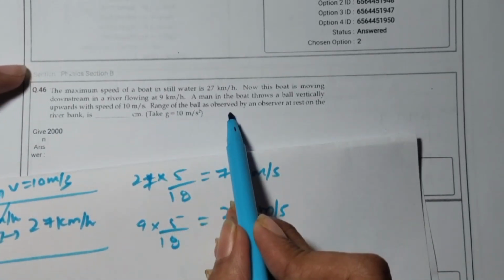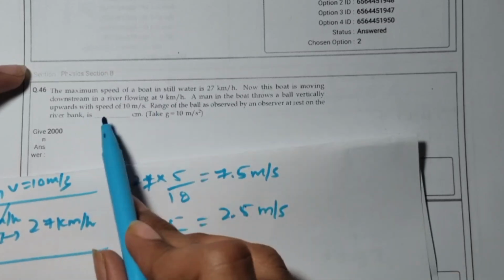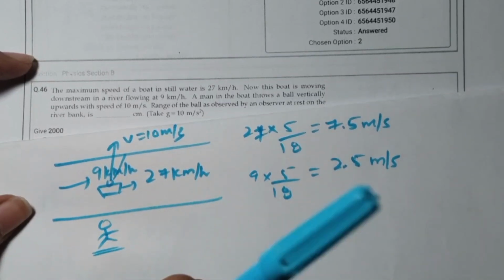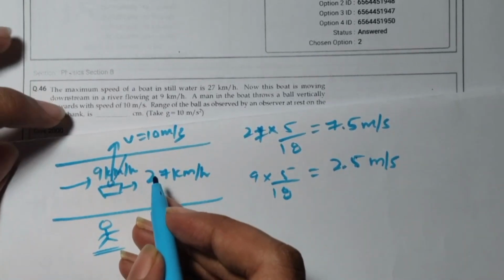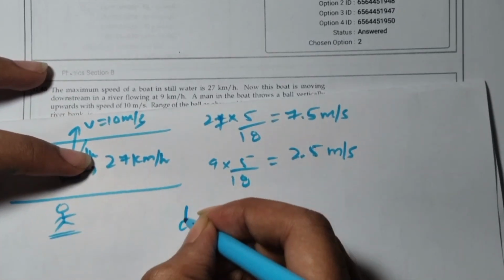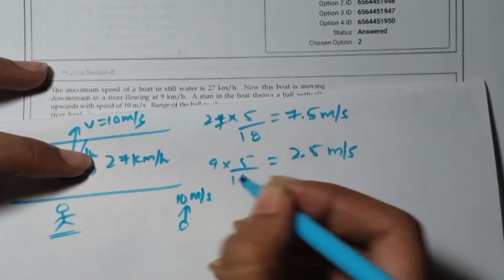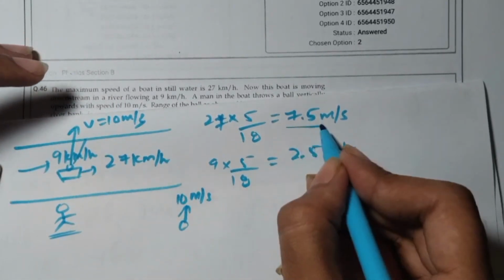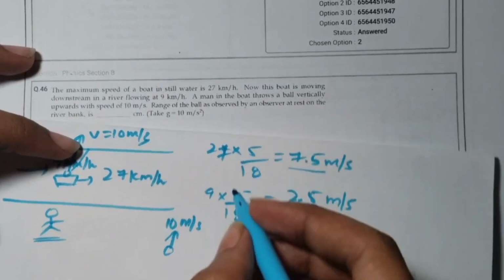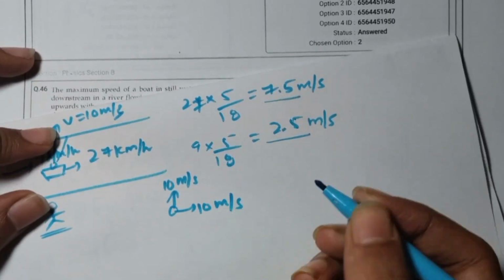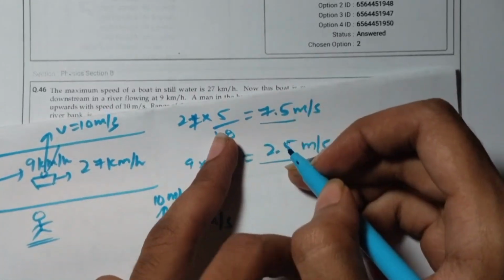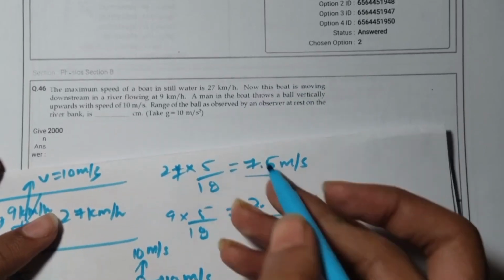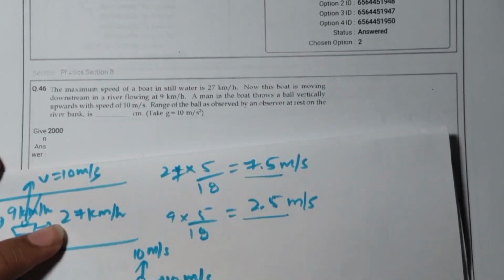So now they are asking the range of the ball as observed by an observer at rest on the river bank. So we have an observer at the river bank, at rest. See, the ball has 10 meter per second with respect to the boat, but the boat is also already moving with 7.5 plus 2.5, that is 10 meter per second in the horizontal direction. Why am I adding 7.5 plus 2.5? Because the boat is traveling downstream in the river. So this is according to the ground.